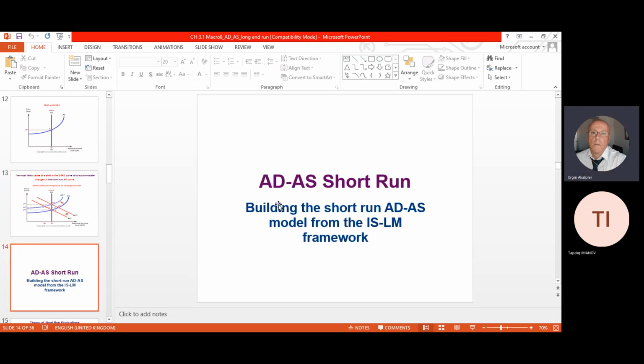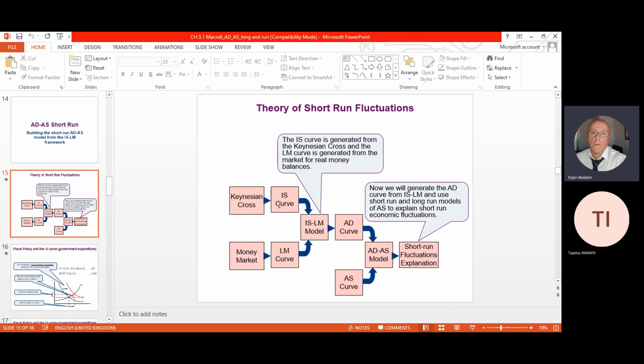The aggregate demand and aggregate supply in the short run, to refresh you, build the short-run aggregate demand and aggregate supply. Now we are going to include the IS and LM, which is investment, saving, and liquidity and money. This will help you understand a little more comprehensively this structure in the aggregate demand and aggregate supply curves. The theory of short-run fluctuations is supposed to be questioned, and the IS curve is generated from the Keynesian cross, and the LM, so-called liquidity money curve, is generated from the market for real money balances.